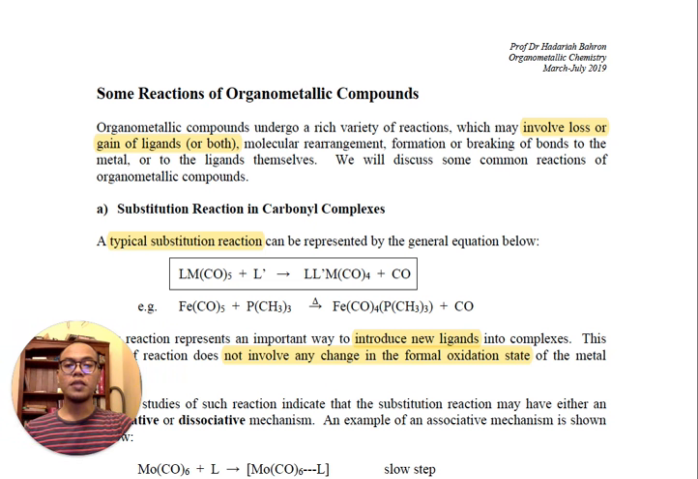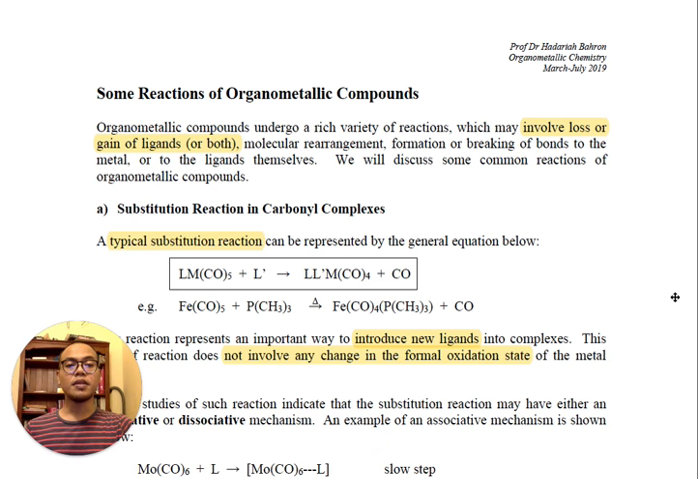From the names of the reactions, we can tell that there will be loss or gain of ligands, molecular rearrangement, formation or breaking of bonds to the metal or the ligands themselves. So we're going to see that one by one. We're going to start with substitution reaction in carbonyl complexes.